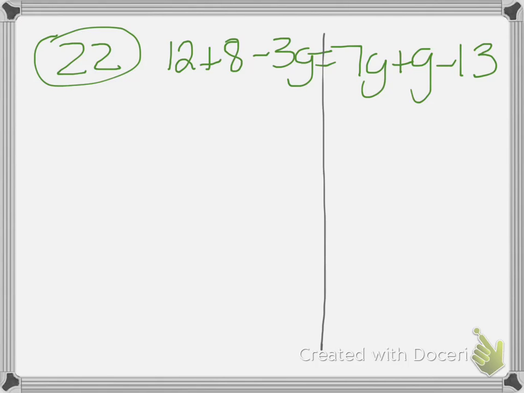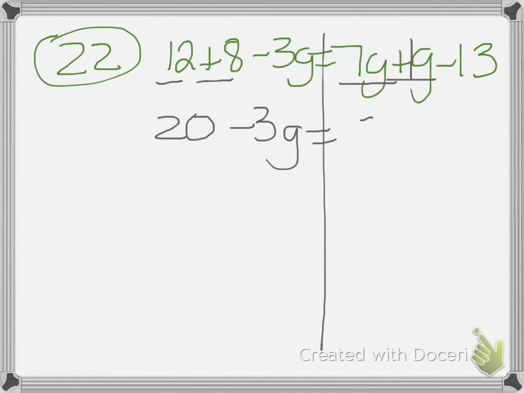So the first thing we want to do is look at each side separately and combine some like terms. So I have 12 plus 8, and 12 plus 8 is 20. So over here I'm just combining those together, squishing them together. 20 minus 3g equals, and on this side I have some g's, the same g. 7g plus g, so that's like a 1g right there. So this becomes 8g minus 13.